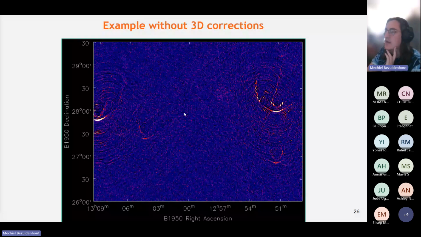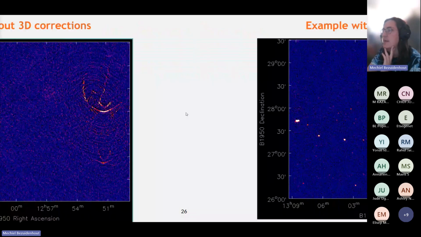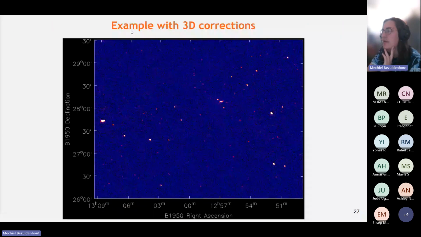And then if we include those 3D corrections, suddenly you get a lot of resolved sources, especially towards the edges of the image. So when we're using images of a large portion of the sky, which is true for MeerKAT, you always have to be sure to make these 3D corrections using faceting, or there are other algorithms to take care of this as well.